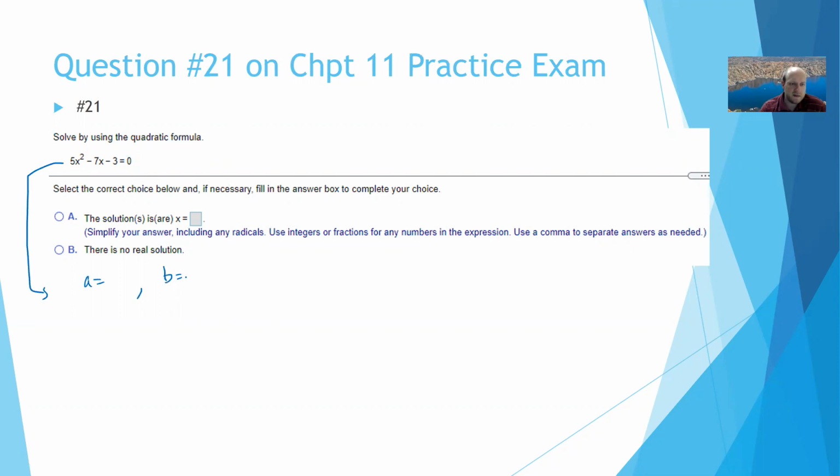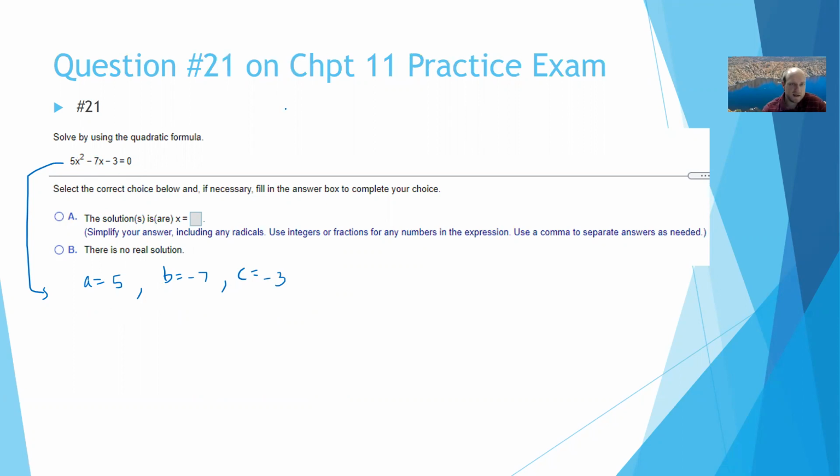We're going to identify the b term, and we're going to identify the c term. Well, a is the coefficient in front of x squared, so it's a 5. B is the coefficient in front of x, so we have a negative 7. C is the last term, negative 3 there. And again, these have to be in order to pick out A, B, and C.